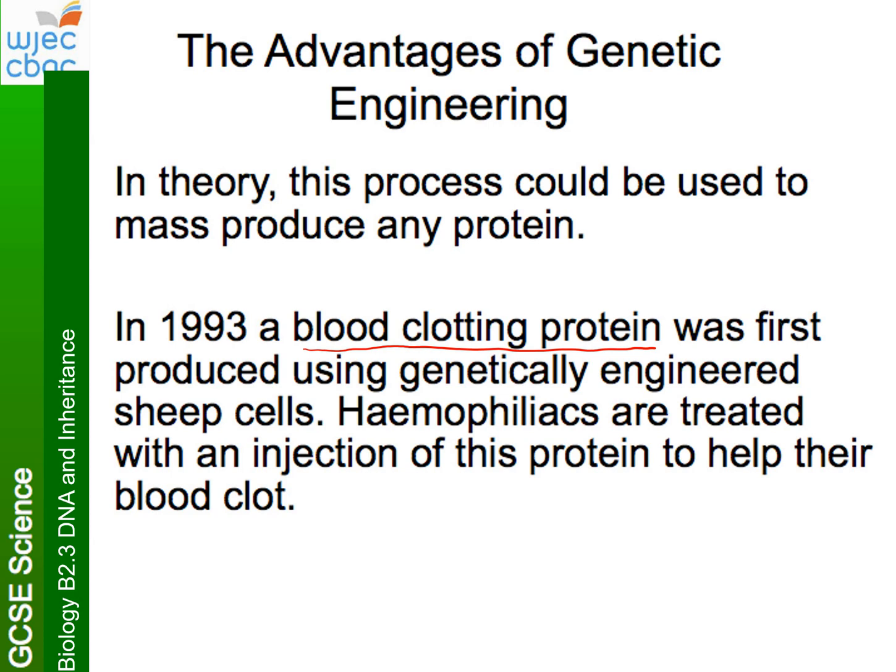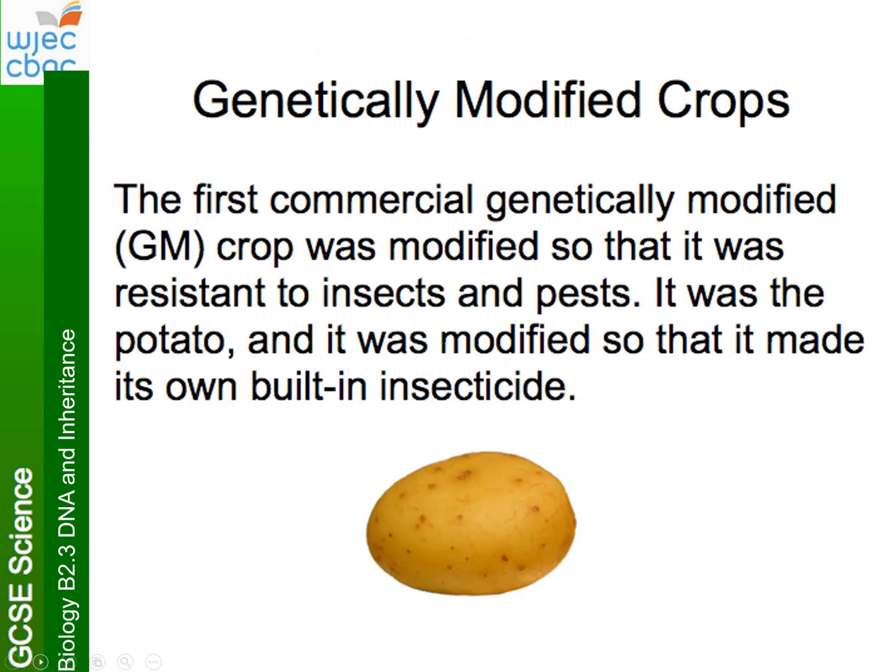So the way the haemophiliacs were treated was they took this blood clotting protein gene and introduced it using genetic engineering, very similar to what we've just talked about with insulin and the growth hormone. Instead of into bacteria, they put it into sheep cells, and made the sheep cells start making the blood clotting protein. And then the haemophiliacs were treated with an injection of this protein to help their blood to clot. So in theory, this process could be used to mass produce any protein that we want.